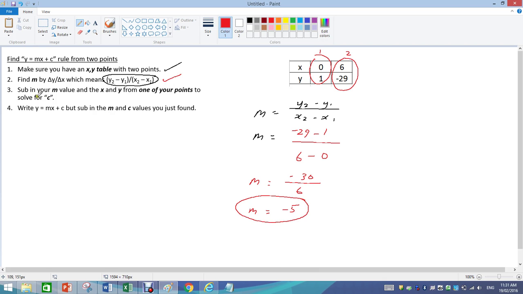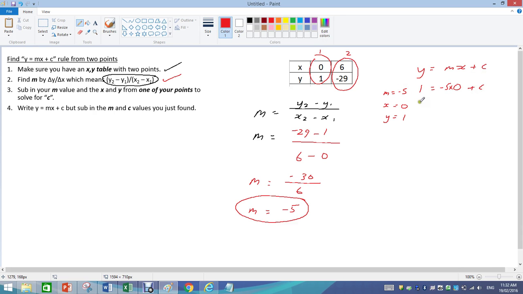That's done. Step 3, sub in your m and the x and y from one of your points to solve for c. Okay, so y equals mx plus c. Now m was negative 5, and we've got to sub the x and y from one of our points. Let's just choose this point because the numbers are easier than point 2. So for this point here, x is 0, and y is 1. So if we sub these numbers into this equation, y equals 1, m equals negative 5, x is 0. So remember, you can't just write 0 there, looks like minus 50 now. It's minus 5 times 0, plus c that we don't know yet.